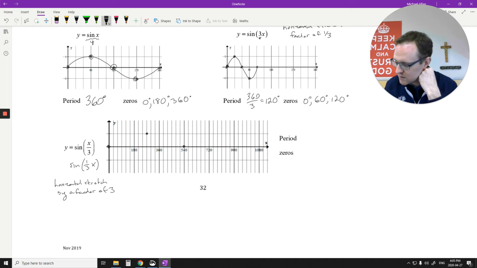Okay, and then what's 270 times 3? So we're just multiplying all the x values. So 810, right about here. And then 360 times 3 is 1080. Yeah, 1080. So then your graph looks like this.